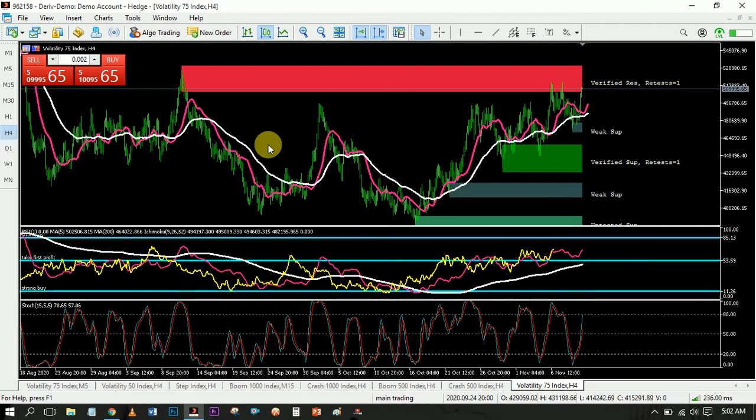So quickly, now the first thing you need to do is to go to your 4-hour time frame. On your 4-hour time frame, the first thing you want to do, after setting up your chart, is to know the trend of the market.